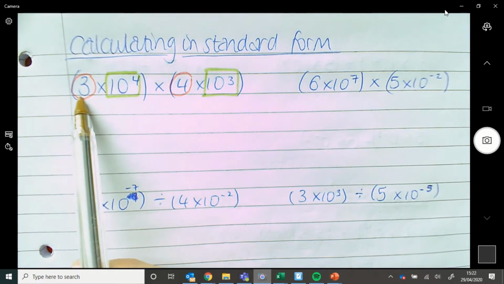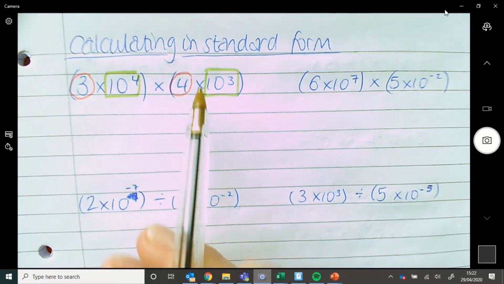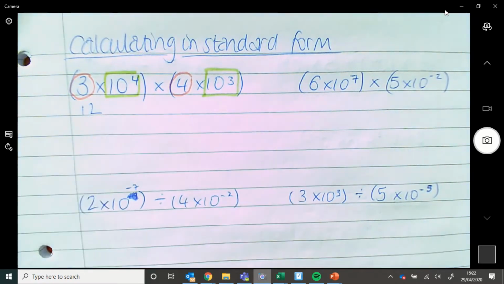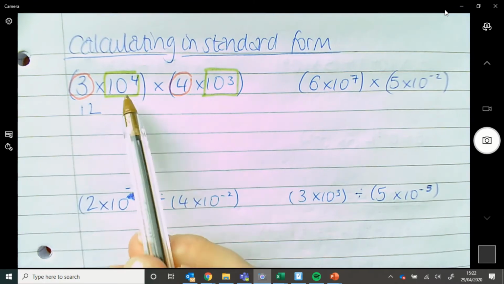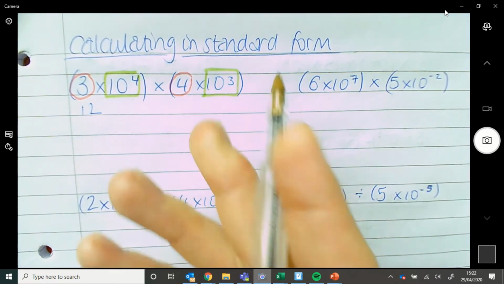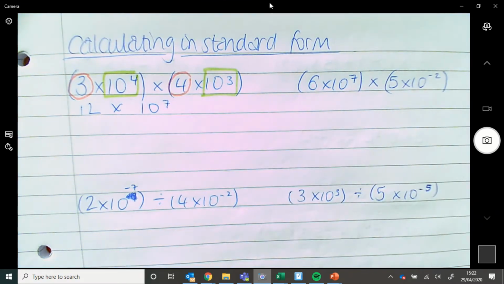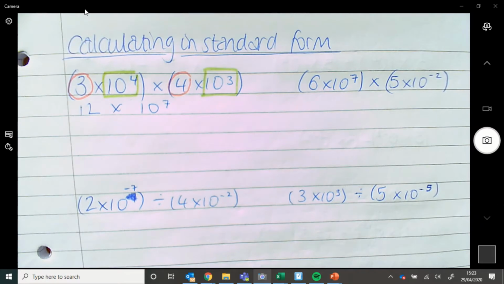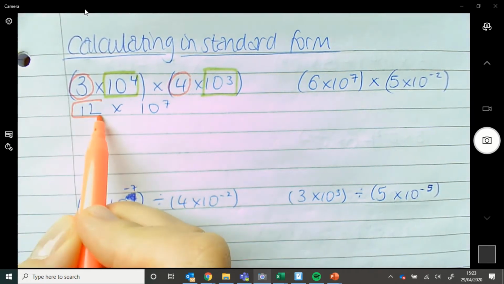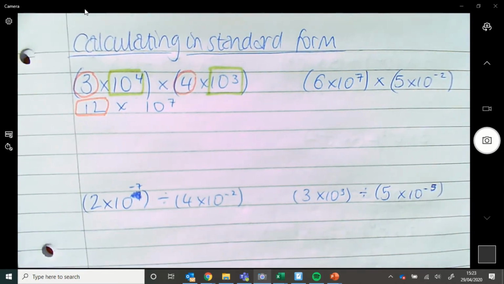If I was to do 3 multiplied by 4, I would get 12. And if I was to do 10 to the power of 4 multiplied by 10 to the power of 3, I would get 10 to the power of 7. Okay, so next thing I need to check is, is my number in standard form? As you can see here, the 12 is not yet in standard form because my number needs to be between 1 and 10. So this is where I again think about putting this number into standard form.